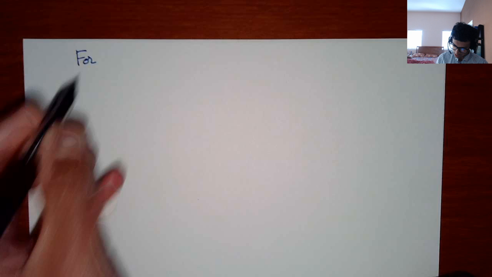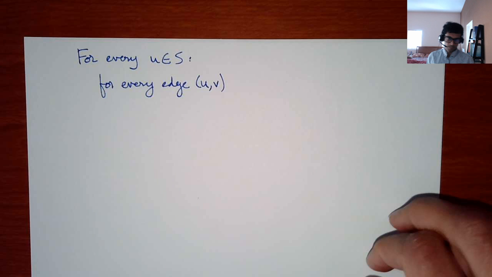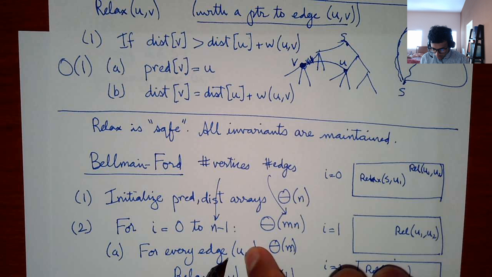Let's do a version of Bellman-Ford where instead of doing it over all the edges, we only look at the edges in the frontier. So we'll say for every U in S, this is not the algorithm, I'm just doing a thought experiment. For every edge UV. So remember, unlike Bellman-Ford, which just does it for all edges, I'm only going to do it for the U's that are in the frontier.